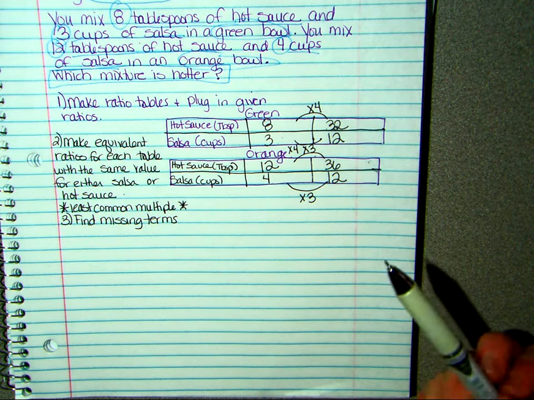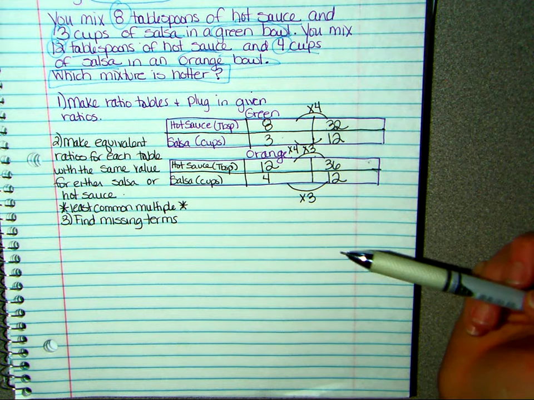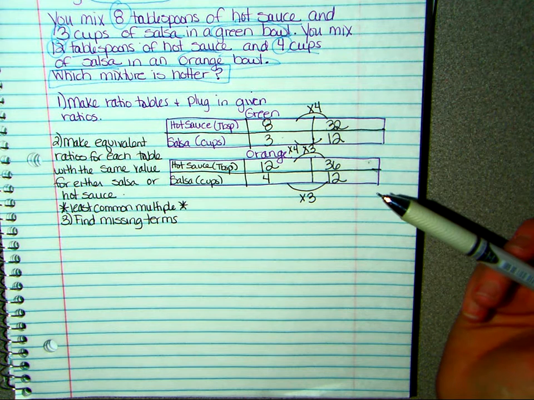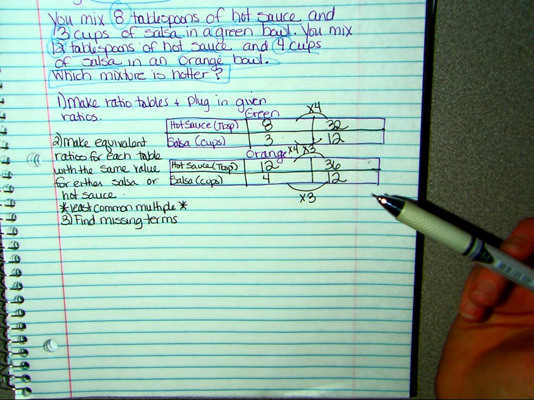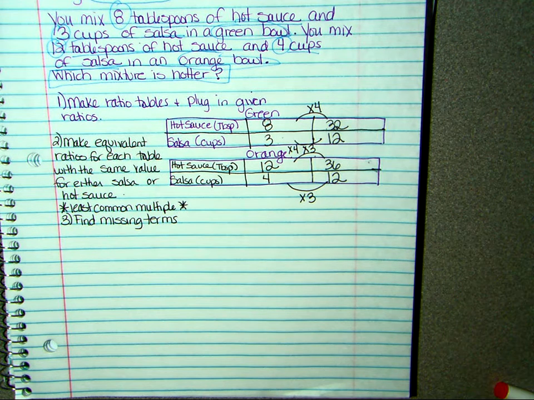Can I ask you then, looking at that, which one do you think now is the hotter? Orange. Orange. Olivia, can you tell me why? The orange is hotter because 36 is more than 32. Well, I'm going to stop you right there. You were absolutely right when you said that 36 is bigger than 32. That means that there's more tablespoons of hot sauce when you have the same amount of salsa.